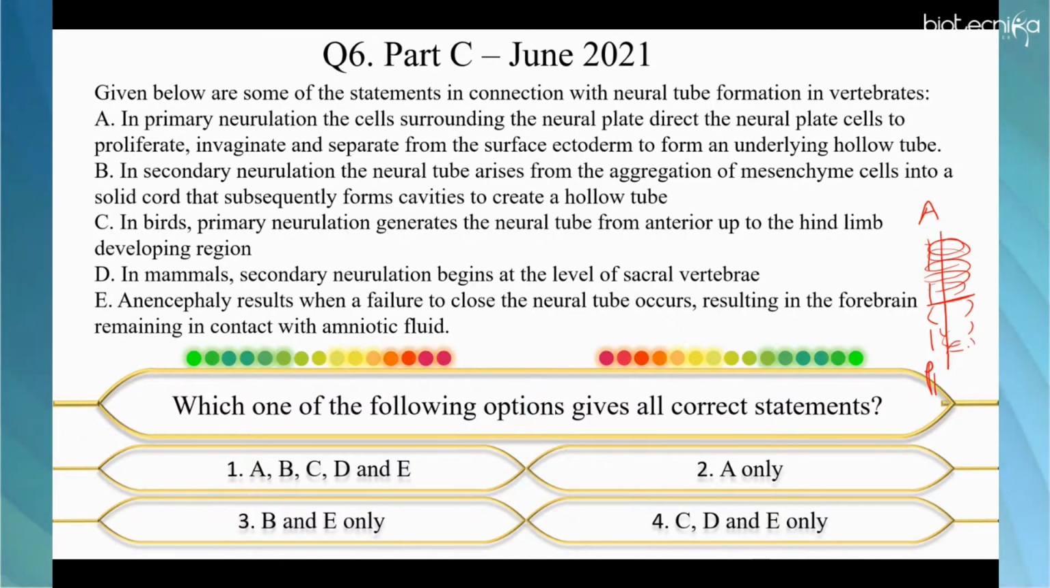I mean the bones that come out from the vertebrae, isn't it? The rib bones which you see. So that knowledge also you should be having.